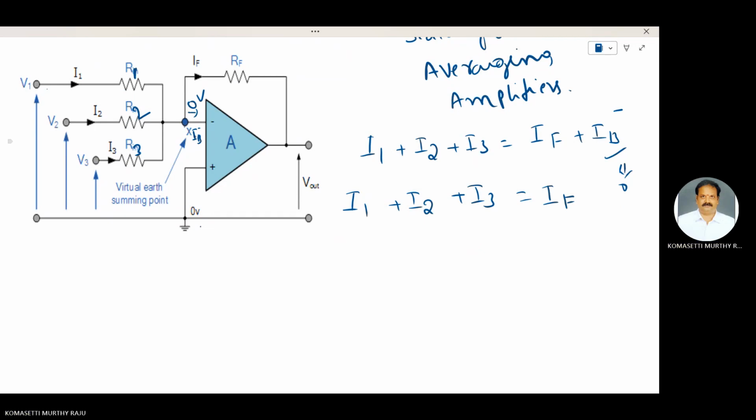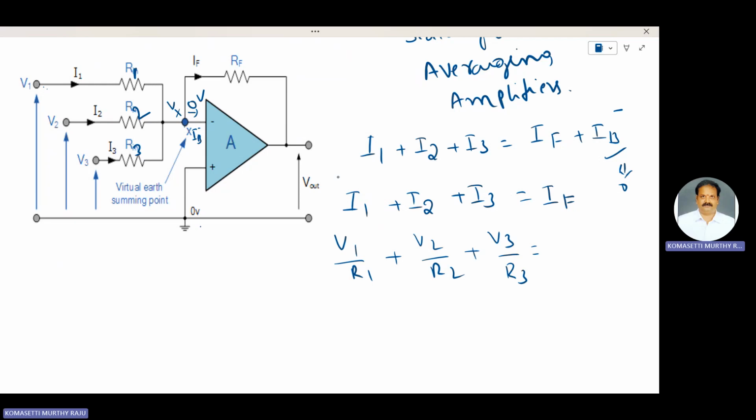I1 is equal to V1 minus Vx by R1. Vx is equal to 0 volts according to the virtual ground concept. Whatever the voltage available at the non-inverting terminal of the op amp is the same as the voltage available at the inverting terminal of the op amp. That is 0 volts. Therefore, I1 is equal to V1 minus Vx by R1, but Vx is equal to 0, so I1 is equal to V1 by R1. In a similar way, I2 is equal to V2 by R2, and I3 is equal to V3 by R3.